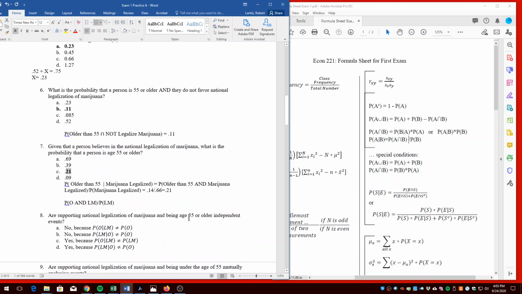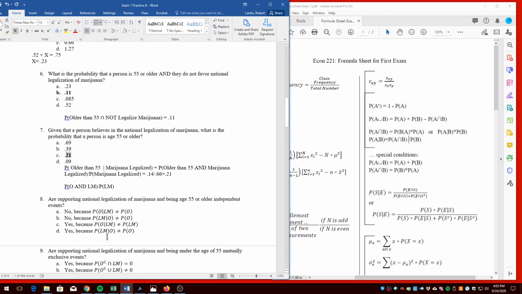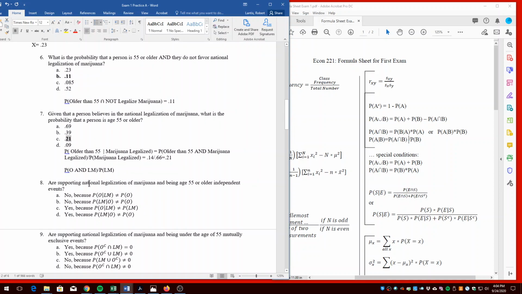So it kind of works through these. What if I wanted to test for whether or not these are independent events? The literal definition of whether or not events are independent is if the conditional probability of an event is equal to the unconditional probability.